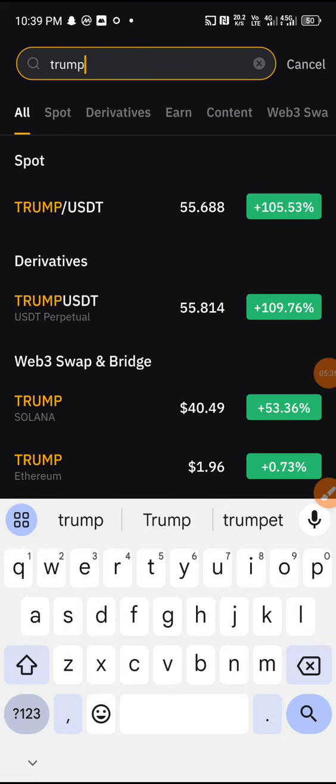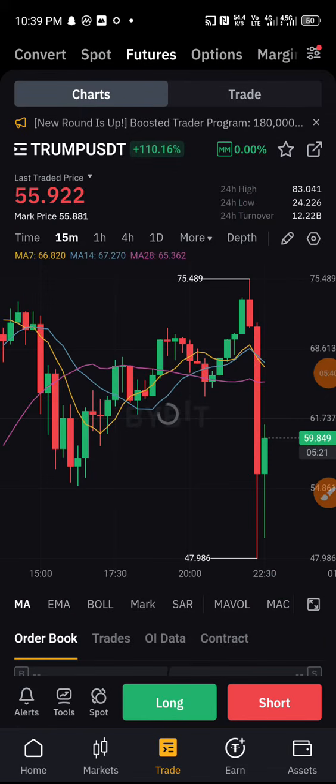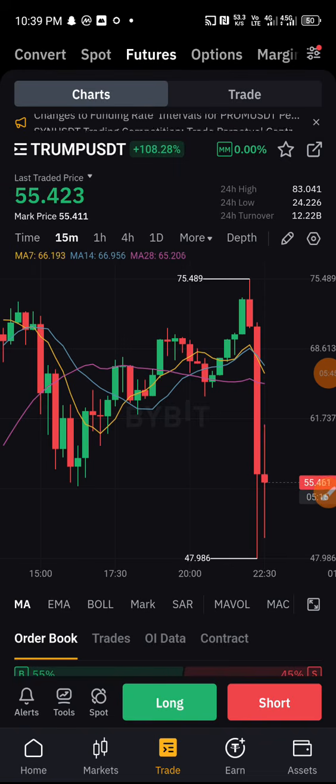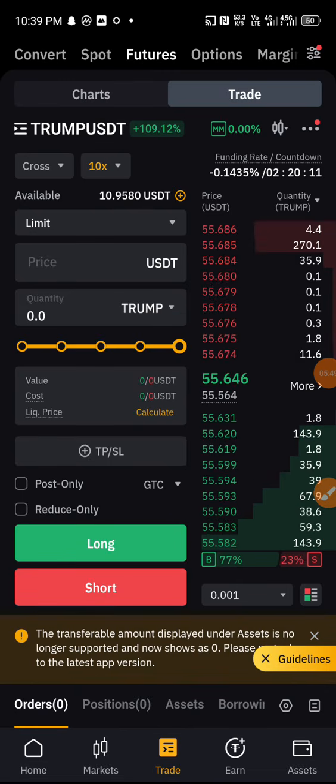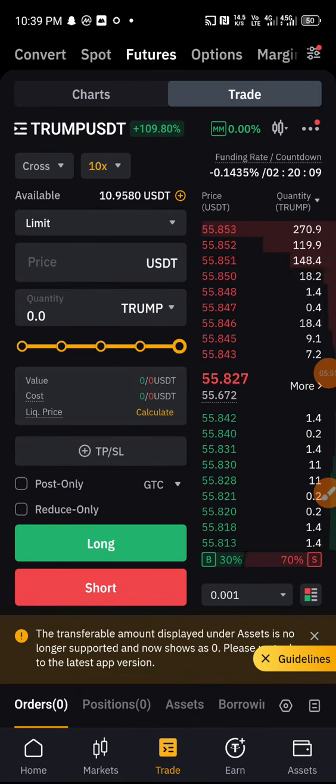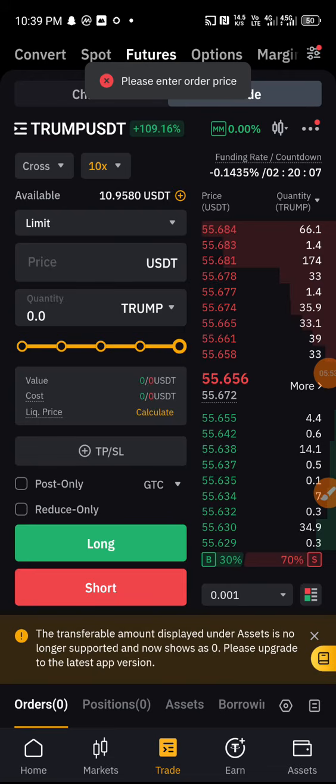Okay, is Trump in derivatives? Yes, it's in derivatives. So we're going to look at it from here. We're going to take shots from the Trump, so it's going to be a sharp trade that will be taken. So you must stand by to watch.